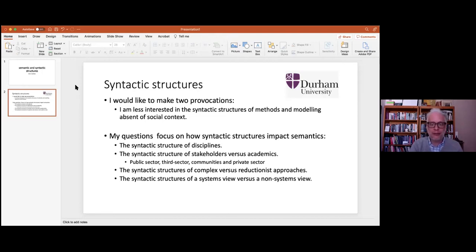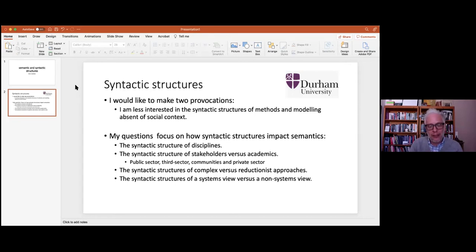You could be doing statistics, but as a complexity scientist, I will use that statistical technique, even if it's some linear regression or a factor analysis, in a very different way than my colleagues would, who come from a much more reductionist approach.